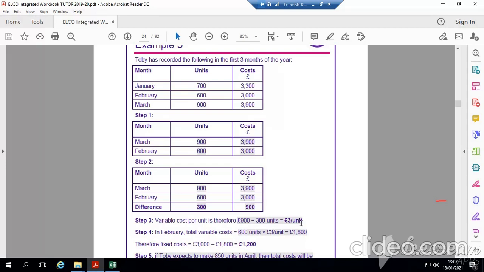Then in February, the total variable cost is obviously increasing by how much?